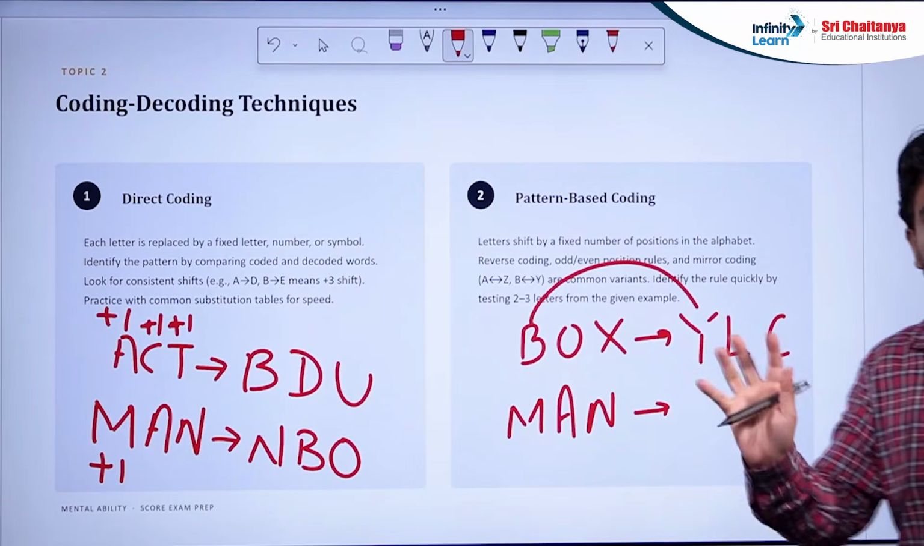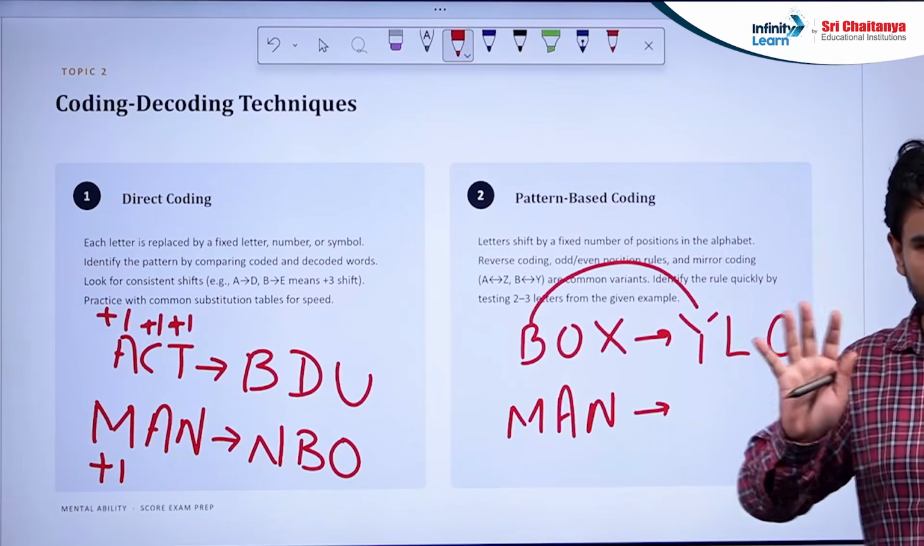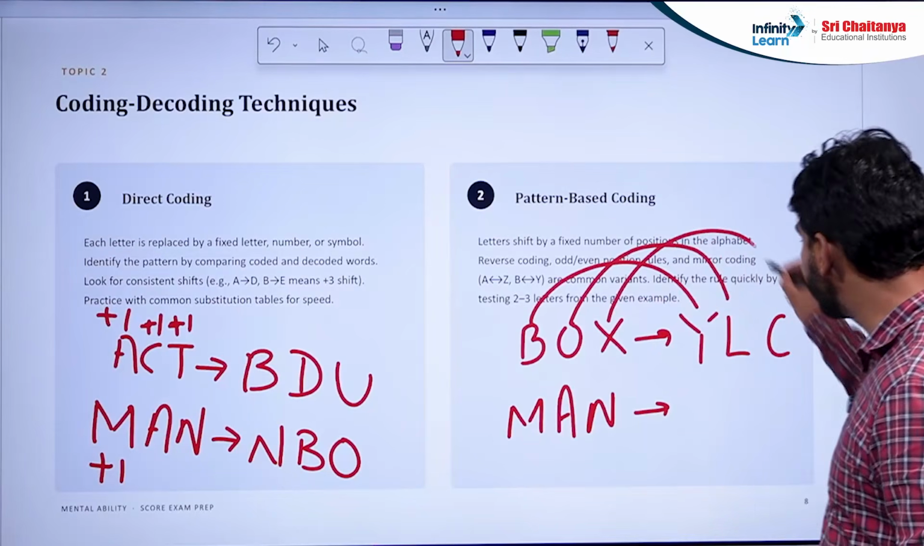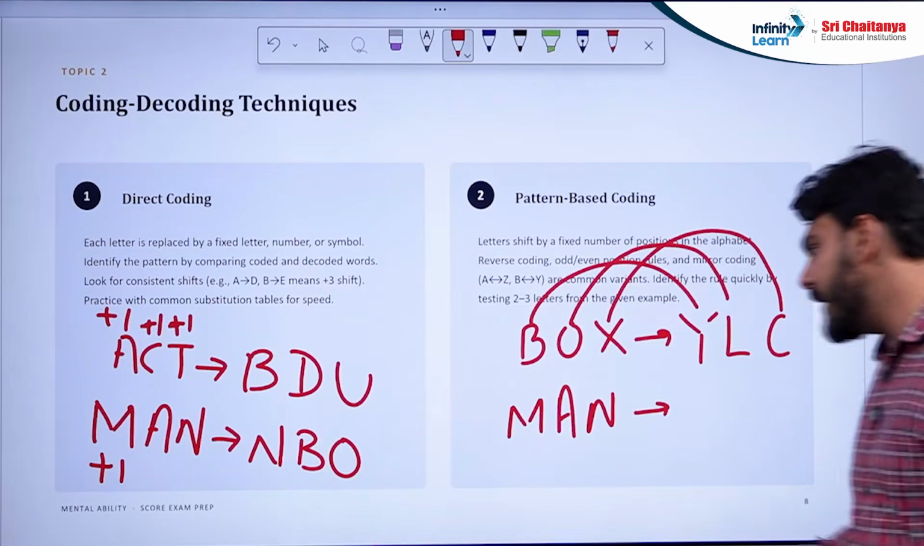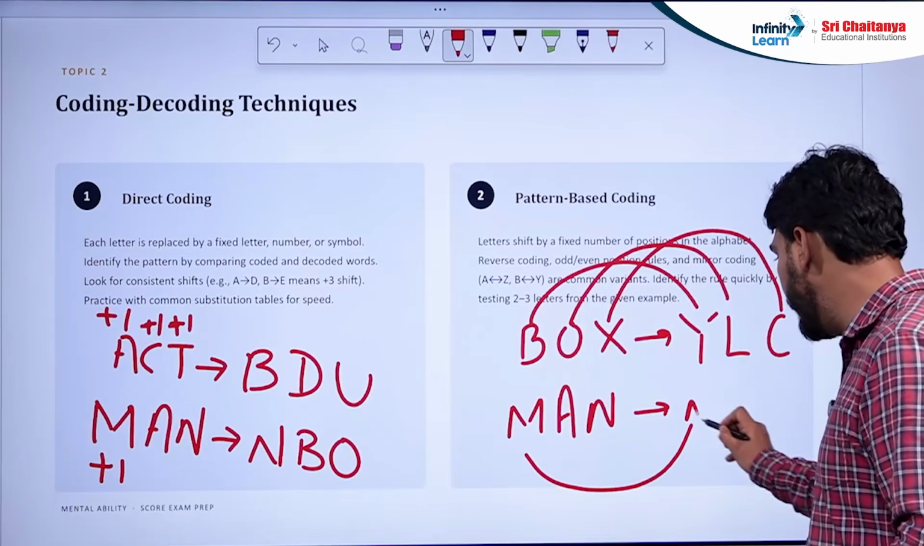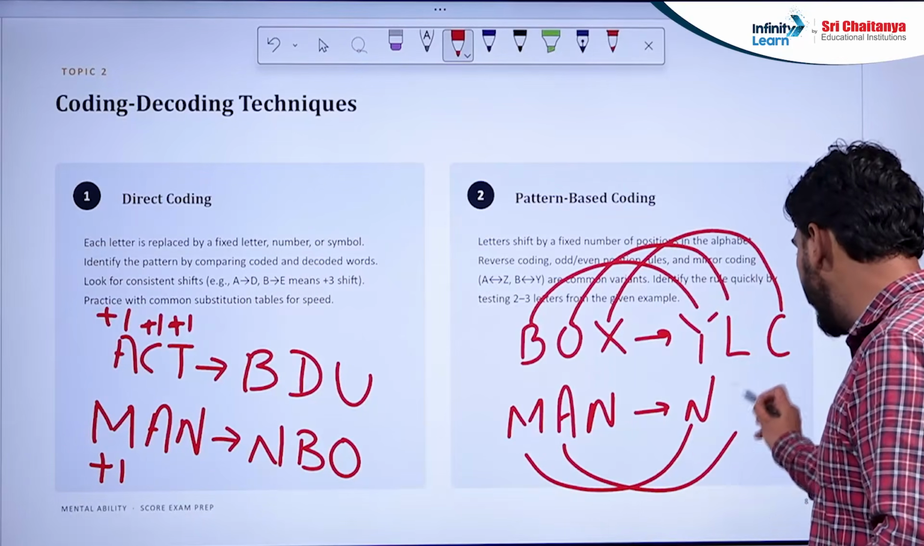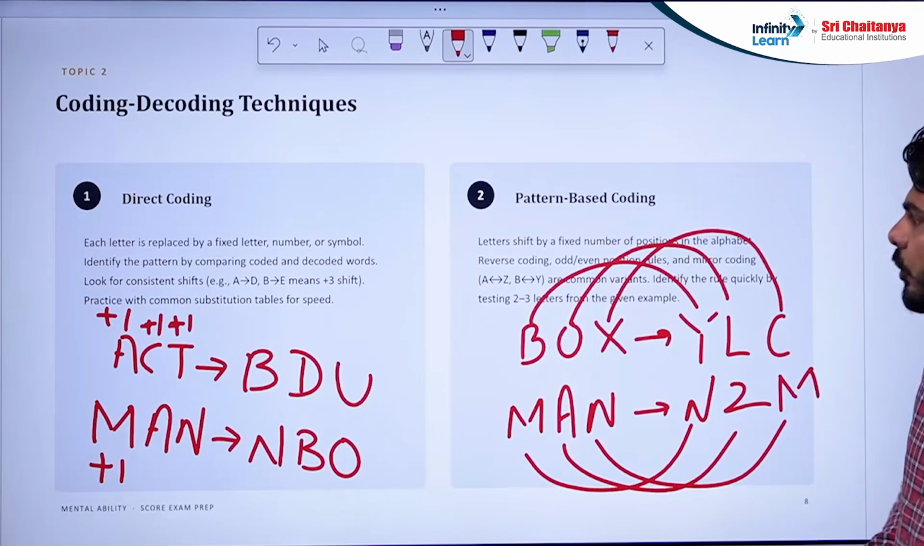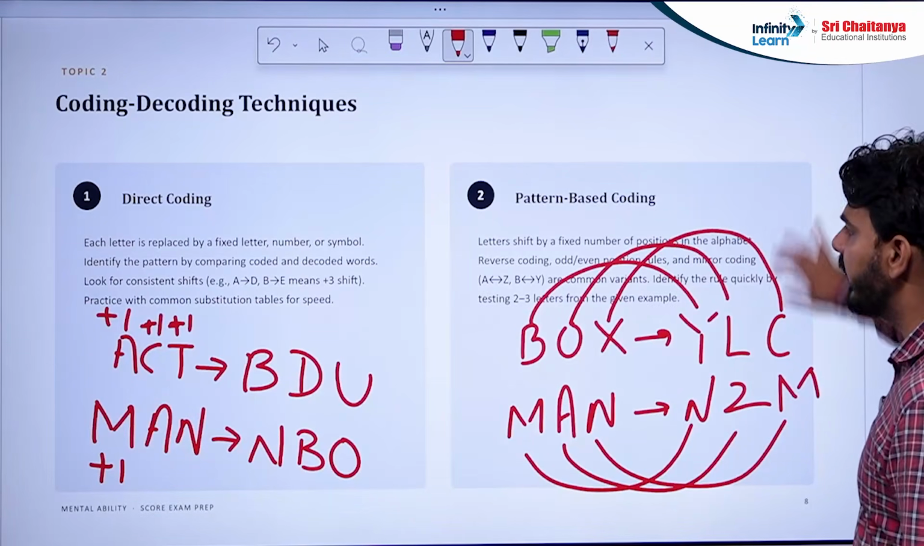I will tell you the shortcuts for remembering all of these things. I'm just telling you about the topics only. So the opposite of X is C. In a similar way, you will get your answer: the opposite of M is N, the opposite of A is Z, the opposite of N is M. So your answer will be NZM. Let us now move on to our next slide.